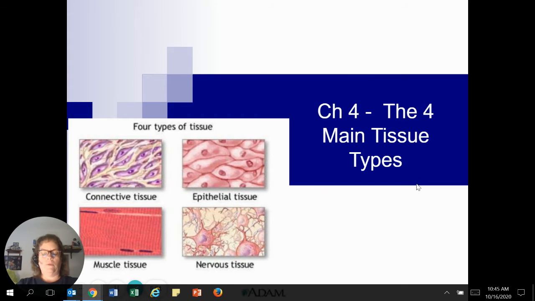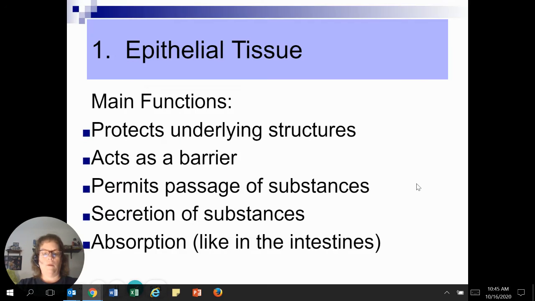Anyway, these are the four main types of tissues found in the body. We will talk about these different types of tissues throughout all the other chapters. As we walk through the systems chapters, these will pop up. All right, so we'll start with epithelial tissue. That's the first type. It has several functions, from protecting the underlying structures.